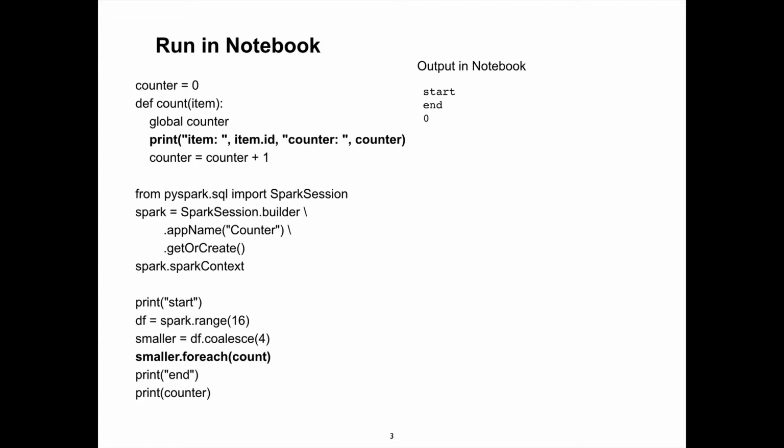And the answer is this is being run on the master node. And this function, the for each, has been run on a worker node or a slave node. And the output to the master node gets put in the notebook. So that's why we're not seeing those print statements.